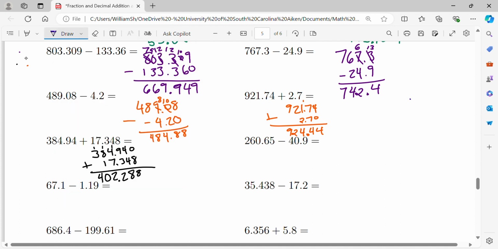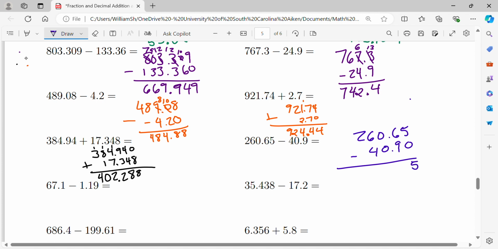Now I'm going to do 260.65 minus 40.9. Okay, going to put a 0 placeholder here. Don't forget to line your decimals up. 5 minus 0 is 5.